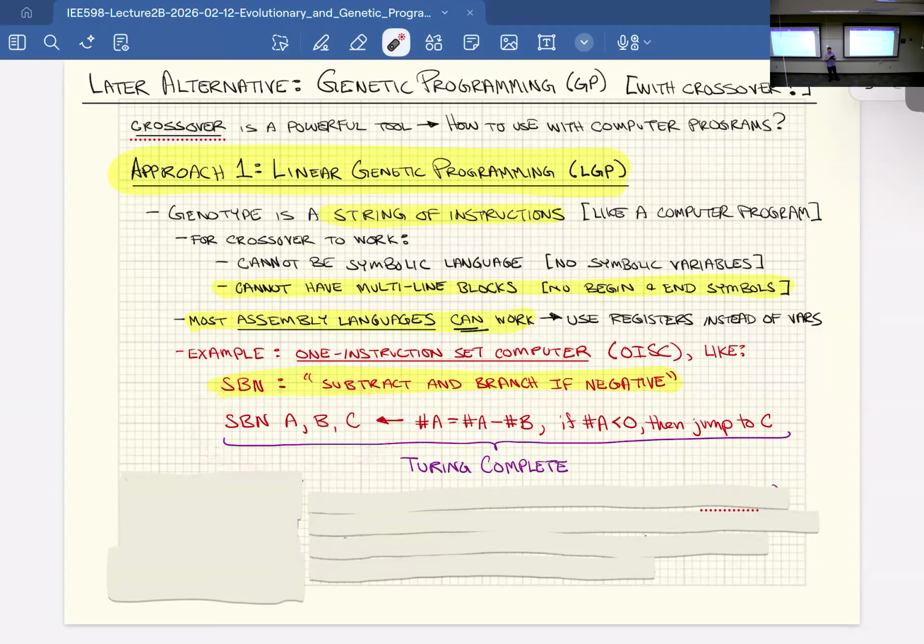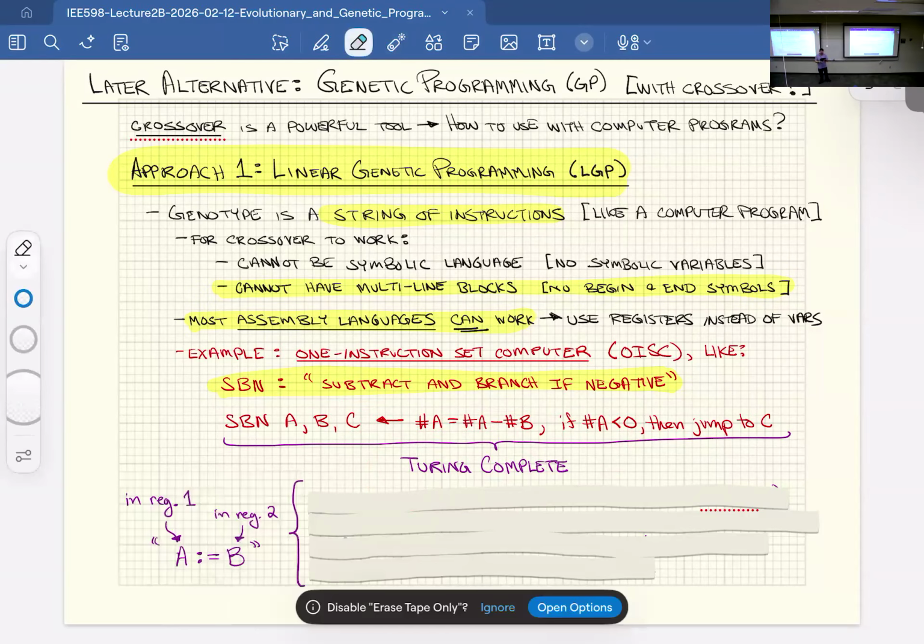If you have SBN A, B, C, where A and B are registers and C is a program counter number, a line of code, then what this will do is it will say, the contents of register A will be the contents of register A minus the contents of register B. And if the result is negative, then I'm going to jump to whatever C is. Otherwise, I just go to the next line. Subtract and branch if negative. It turns out that that's Turing complete. Every single thing you can write in a computer program, you can write with SBN.